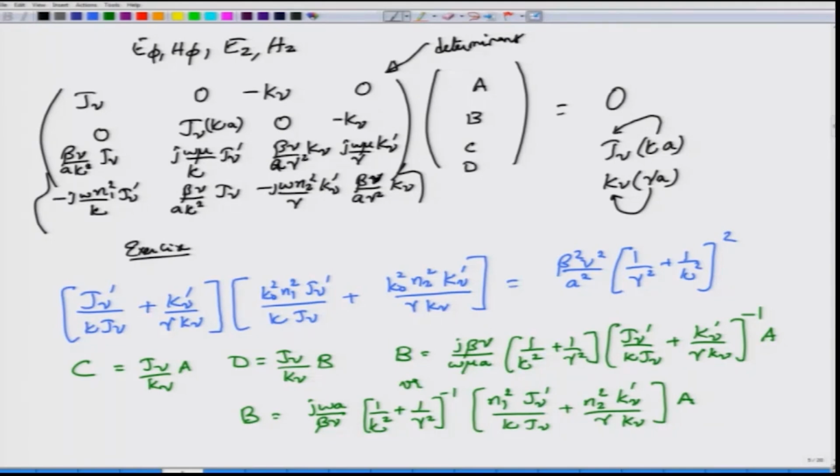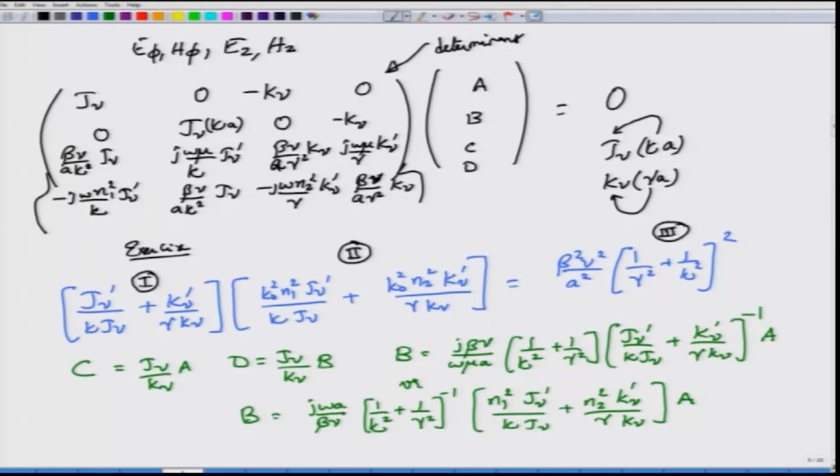For example, the term that I have here in the first bracket, which I will call as term 1, okay. I will put a small circle around it just to show that this is not I, this is term 1, and the one that I have written here is term 2, okay. So, I have term 1 and term 2 here, and if we want I can write this 1 by gamma square plus 1 by kappa square as term 3, okay.